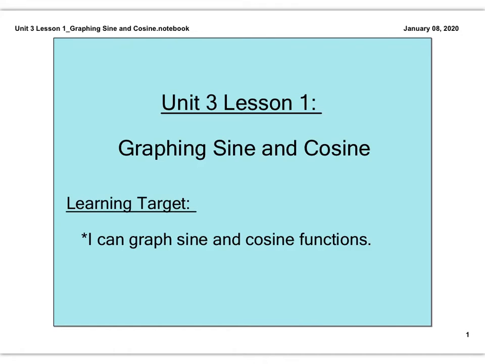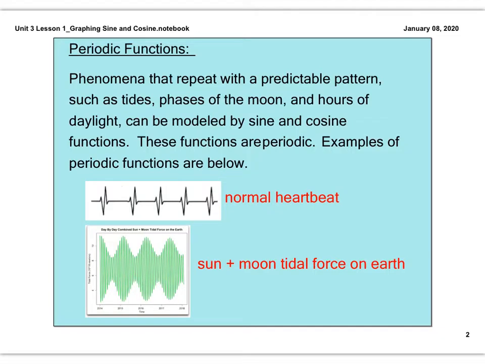Hi guys, today we're going to learn how to graph sine and cosine functions. Phenomena that repeat with a predictable pattern, such as tides, phases of the moon, and hours of daylight, can be modeled by sine and cosine functions. These functions are periodic because the same cycle keeps repeating over and over.